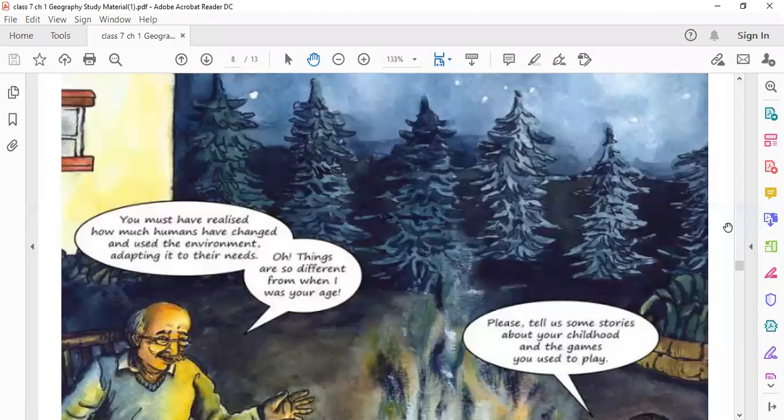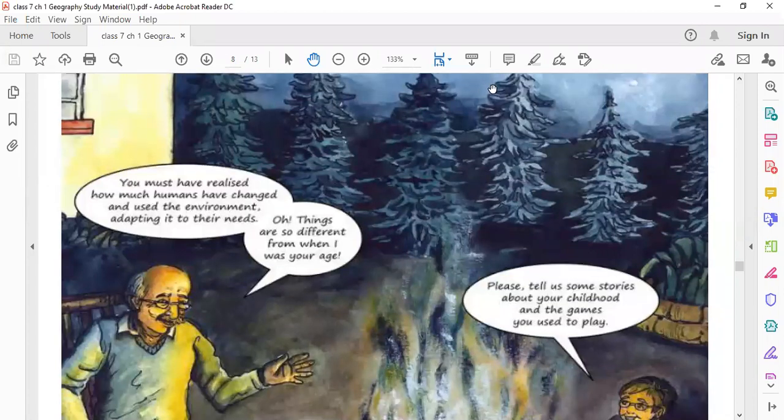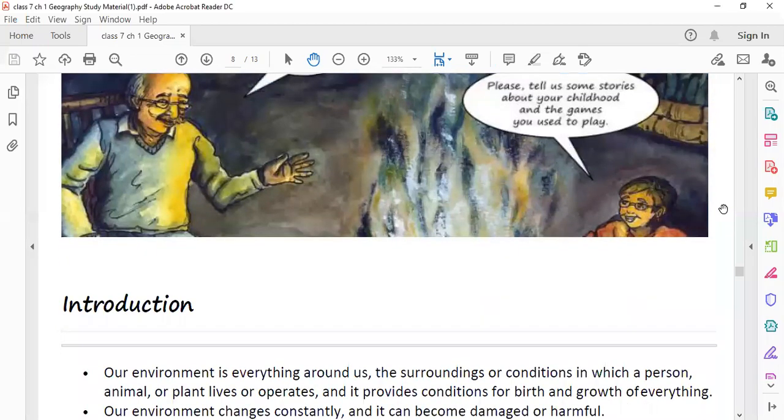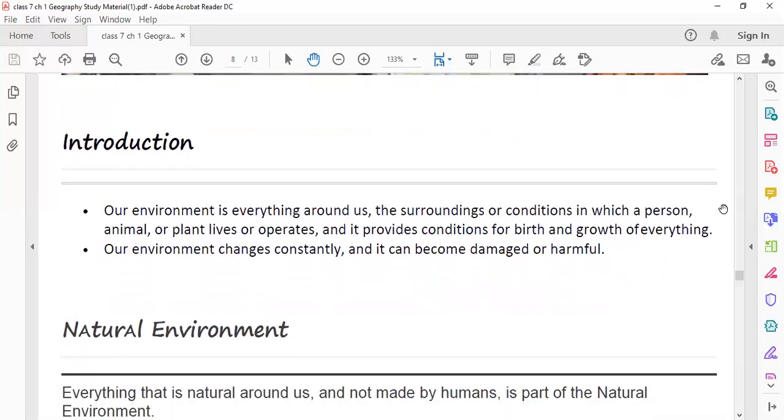Now, what is human environment? See, this is the last discussion. After that, we will be starting the intro part of this chapter. You must have realized how much humans have changed and used the environment, adapting it to their needs. Oh, things are so different from when I was your age. Now this boy is urging his grandfather to tell some more stories related to his childhood. So we are not supposed to read about all those things.